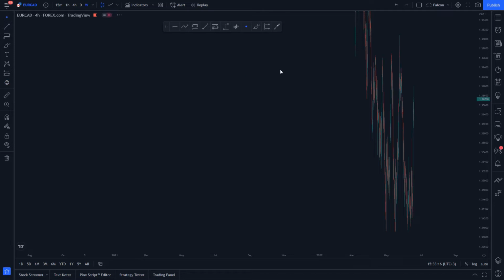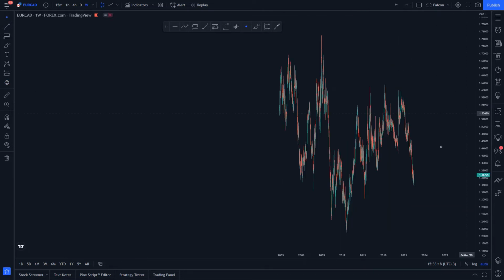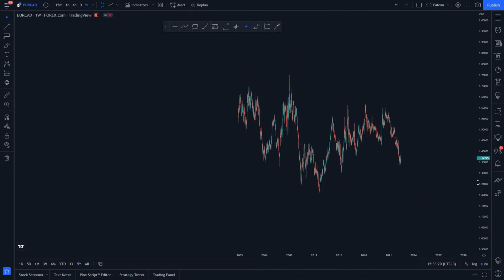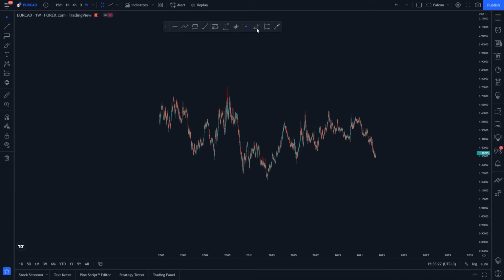We start with the weekly. Euro CAD, as you can see, has been pushing to the downside after this corrective move over here. It pushed the downside, but for me, as you can see, this move is not that convincing that it will push all the way to break this low.